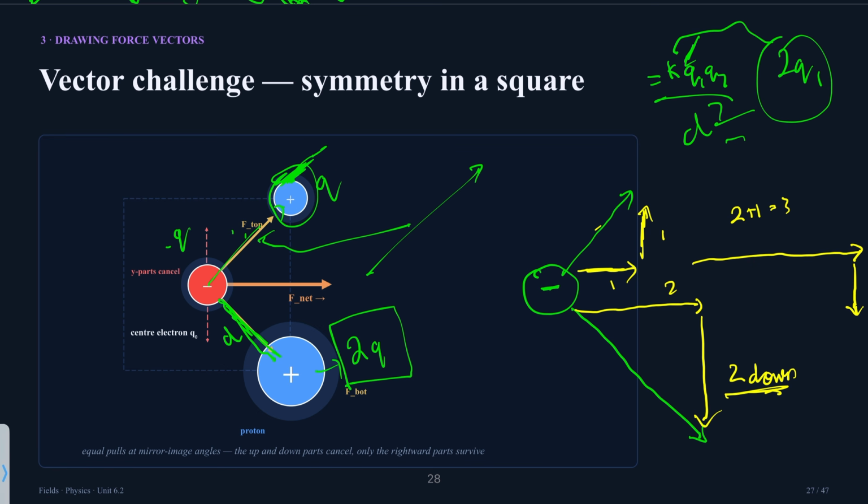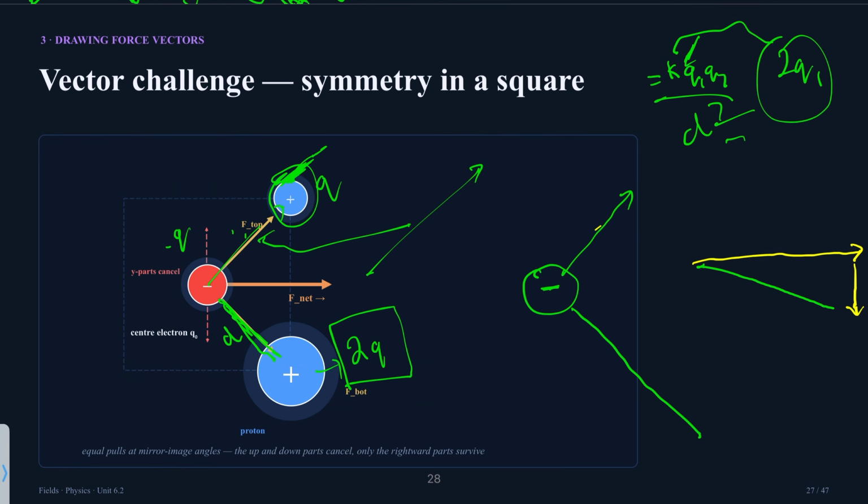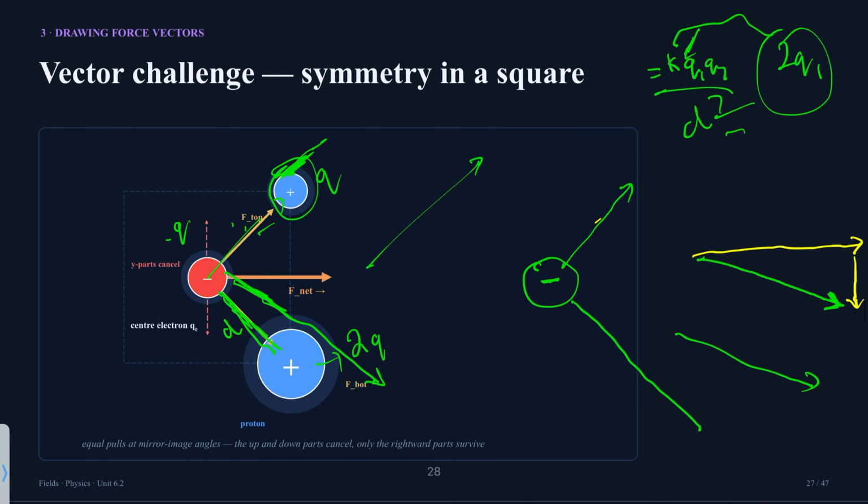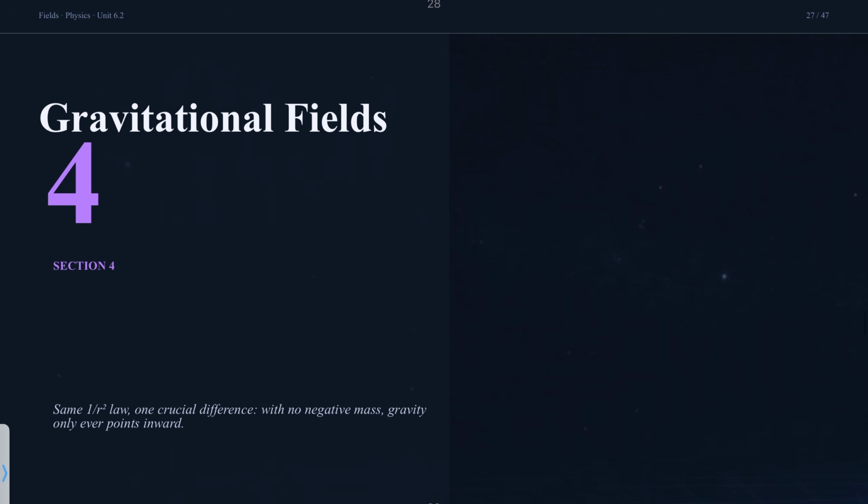All right, and there you have it. So your net force would be, let me go back to my green color, this vector here. That would be your net force. F net here is a bit wrong. I just meant that it's going to go in the right direction, thrice as long. This is actually F net. Okay, there you go. Next video, we're going to go over gravitational fields and how masses attract each other.